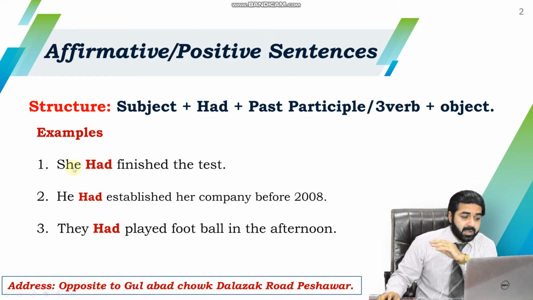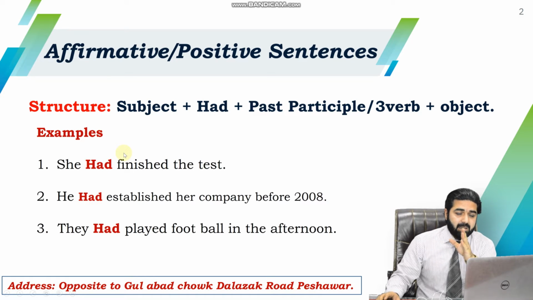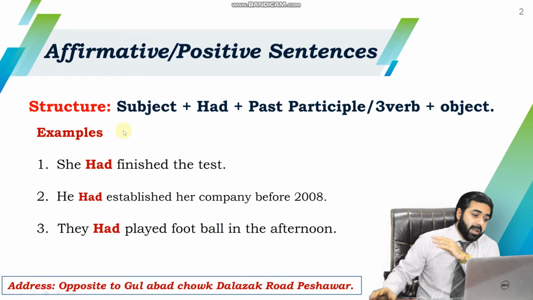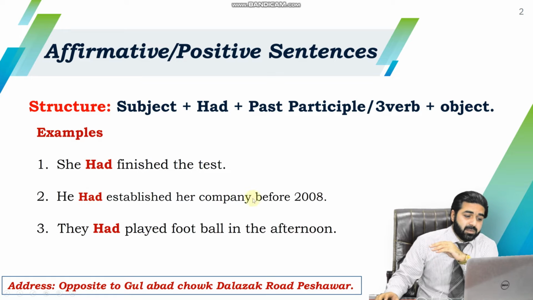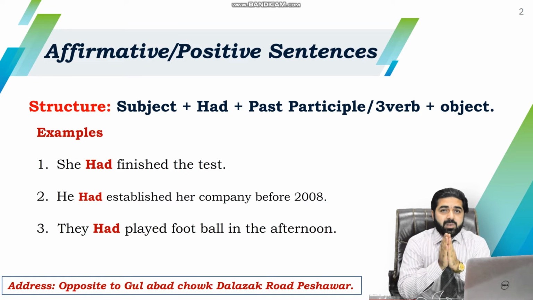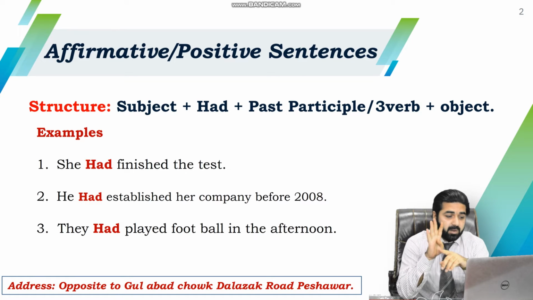So first of all, she is subject, then had, and then past participle finished. It means that finished is the third form of the verb. Remember, past perfect में आपने third form of verb लगाना है, right? And the next example here we have, he had established a company before 2008. They had played football in the afternoon. Once again, remember structure: subject plus had plus third form of verb plus object. This is for affirmative sentences.